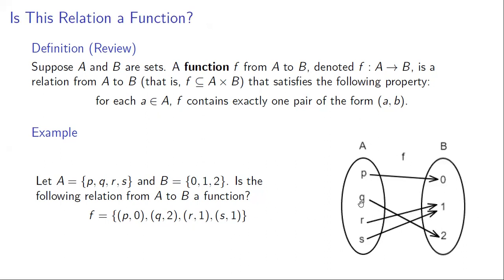So here we have a set A: P, Q, R, and S. Here we have a set B, which contains 0, 1, and 2. And now here's the function f. The function f is represented by these arrows. So when there's an arrow from P to 0, that corresponds to the ordered pair (P, 0). There's an arrow from Q to 2 that represents the ordered pair (Q, 2). There's an arrow from R to 1 that represents the ordered pair (R, 1). There's an arrow from S to 1 that represents the ordered pair (S, 1). Okay, so this is a nice little diagram. We would like to know, is this relation a function? So what do you say?